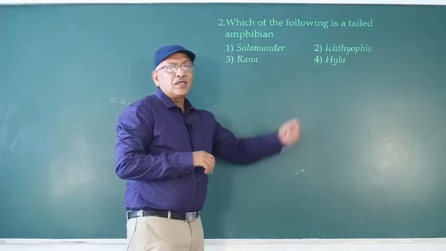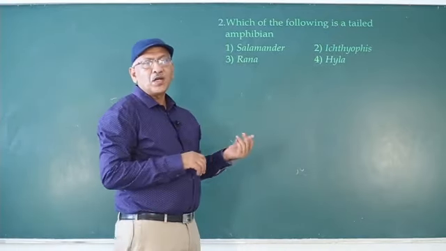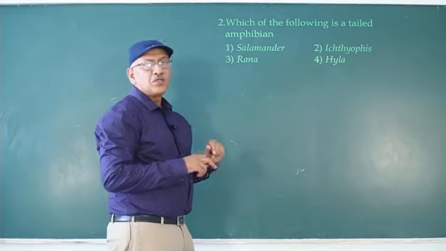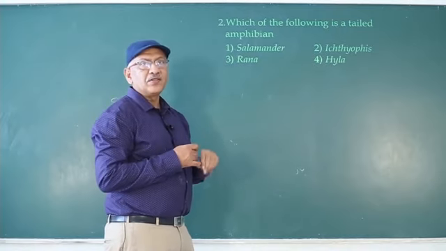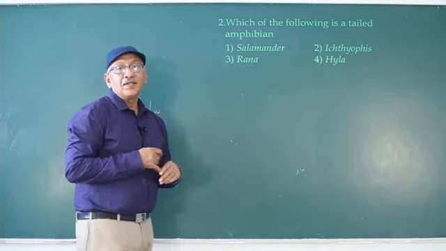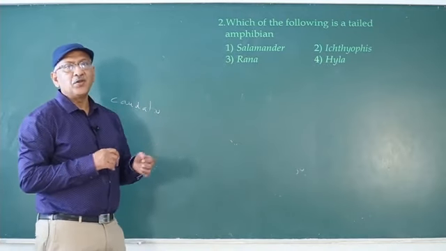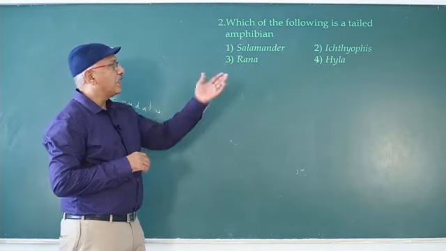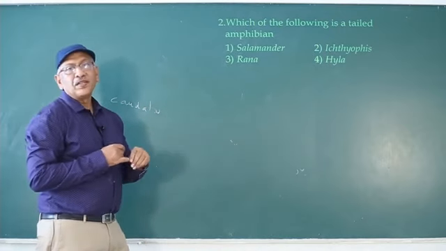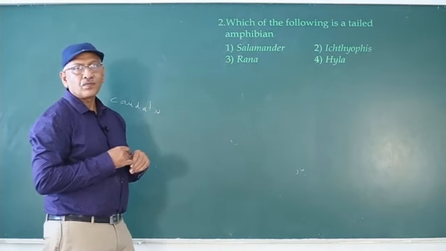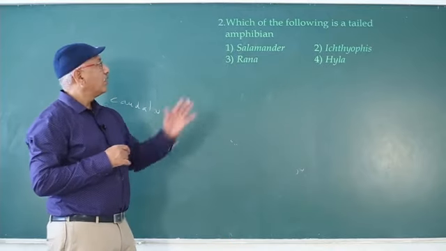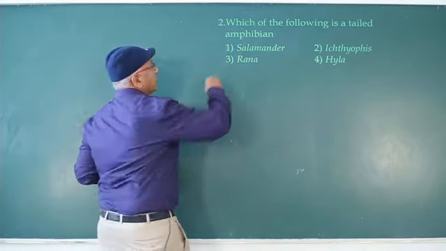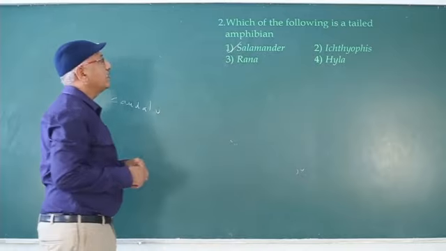Ichthyophis is included in order Apoda. A means no, poda means limbs. Limbless amphibian, Ichthyophis. Rana belongs to order Anura. A means no, ura means tail. Tail is absent. Hyla is a tree frog. So, which of the following is a tailed amphibian? That is salamander.